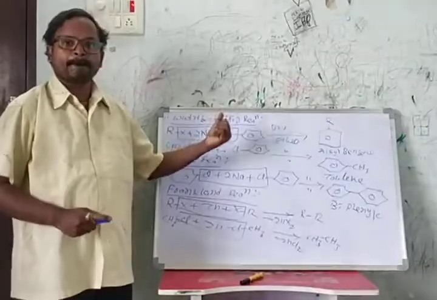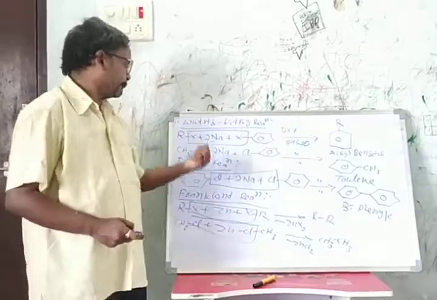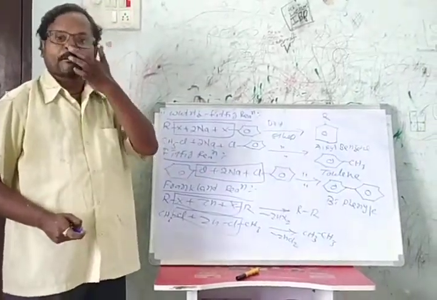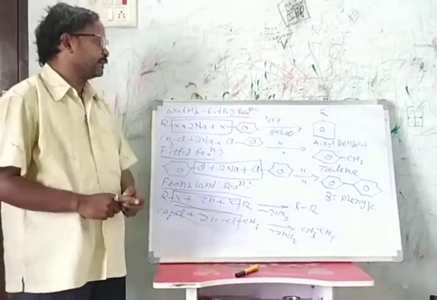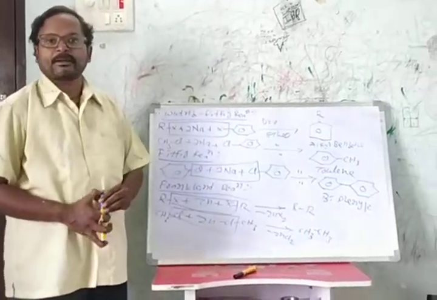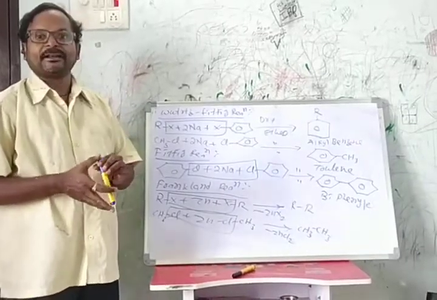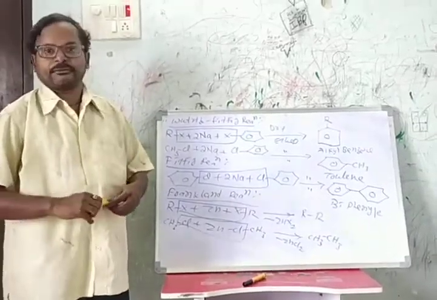Wurtz reaction, Fittig reaction, and Franklin reaction, along with the reaction with magnesium. All these are important chemical properties of alkyl halides. One more chemical property is there, the elimination reaction. We'll see it in continuation. Thank you.